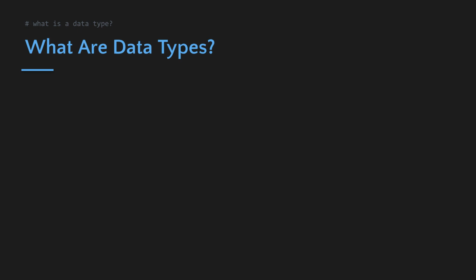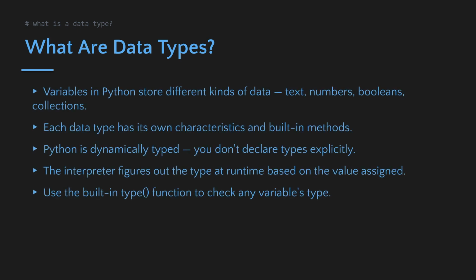Python is dynamically typed, meaning you don't need to explicitly declare a variable's type. The interpreter determines the type at runtime based on the assigned value. You can always check a variable's type using the built-in type function.